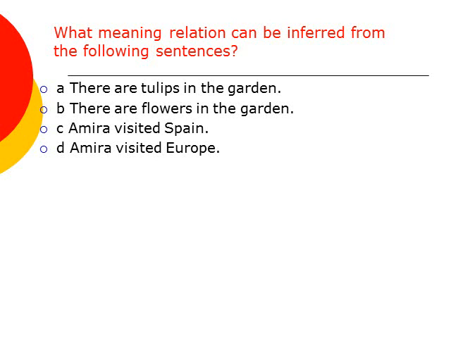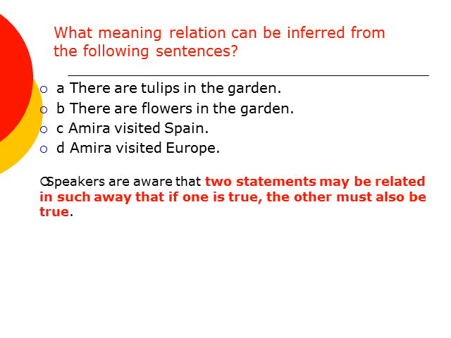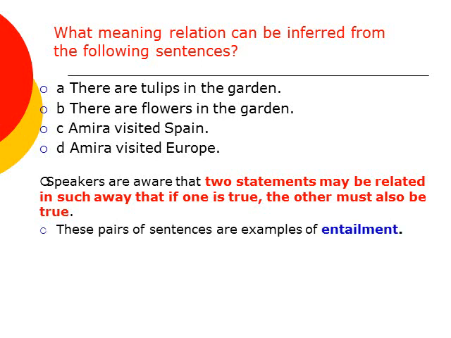Knowing that tulips are a type of flowers, if the first sentence is true, then the second sentence must also be true. As for the third and fourth sentences, knowing that Spain is in Europe, if the first sentence is true, the second sentence must be true. As speakers of a language, we are aware that two statements may be related in such a way that if one is true, the other must also be true. These pairs of sentences are examples of entailment.